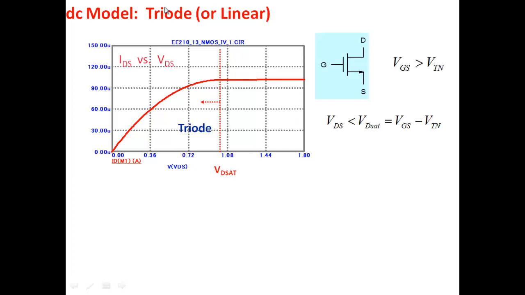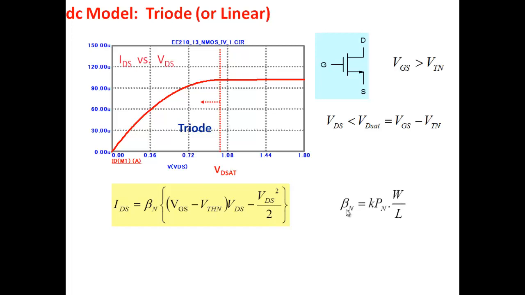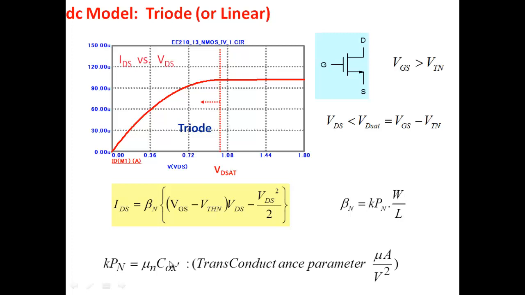So what is the condition for the triode or linear region here? Well, VGS has to be greater than threshold voltage, and drain to source voltage has to be less than VDSAT, which is VGS minus VTH. This is the pinch off point here. If these two conditions are satisfied, you are in this region. And the expression for current is this: IDS is equal to beta n times (VGS minus VTH) times VDS minus VDS squared by 2. Beta n is a parameter, beta n is KPN times W by L. Alright, so let me just write it down.